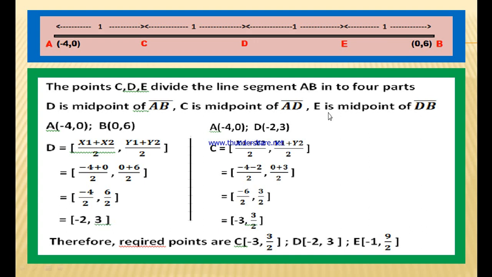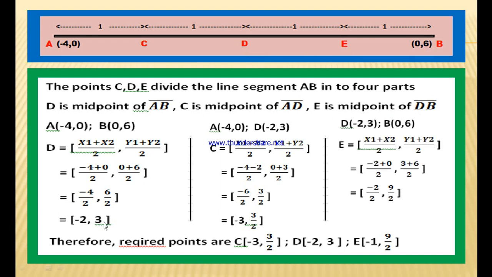Next we have to find the coordinates of E. E is the midpoint of DB. Now what are the coordinates of D? The coordinates of D we got previously are (minus 2, 3). And the coordinates of B are (0, 6). This is x1, y1 and this is x2, y2.